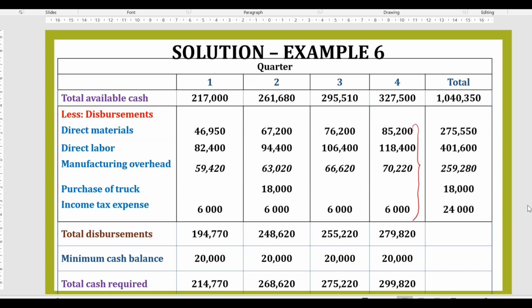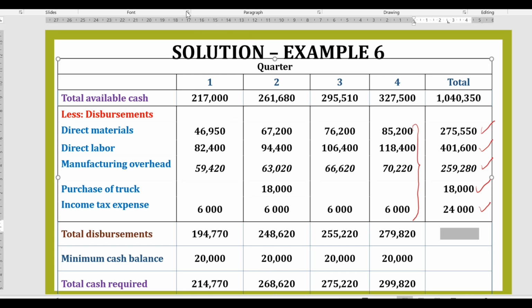Alright, so your direct material ada total dekat sini, direct labor, manufacturing overhead, and then your purchase of truck and your income taxes. Okay, so your total disbursement for the whole year will be 978,430. Okay, and then we come to this part, which is the minimum cash balance. Okay, minimum cash balance, that means yang itu setiap kali kita buat, nilai dia kekal. It's not an accumulated value. So here the amount should be 20,000 only.